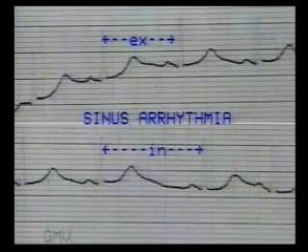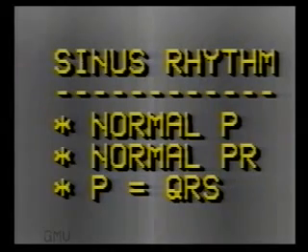Each QRS complex is preceded by a P wave with fixed PR interval. This indicates sinus rhythm. So now we know the features of normal sinus rhythm. Number 1, the P wave morphology should be normal. Number 2, the PR interval should be normal and constant. And number 3, each P wave should be followed by a QRS complex.